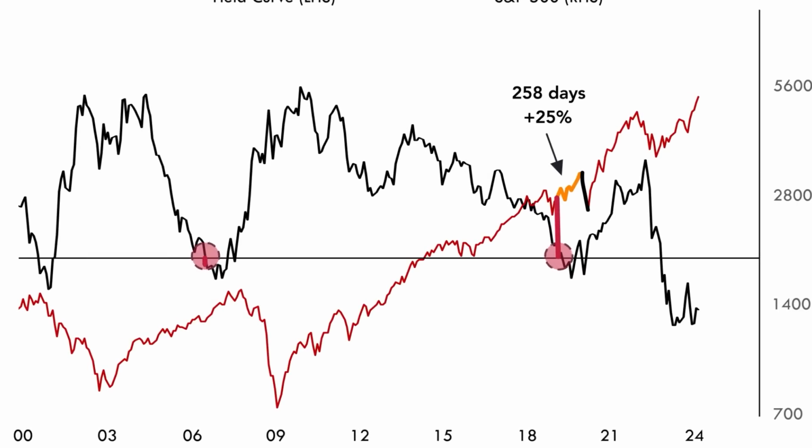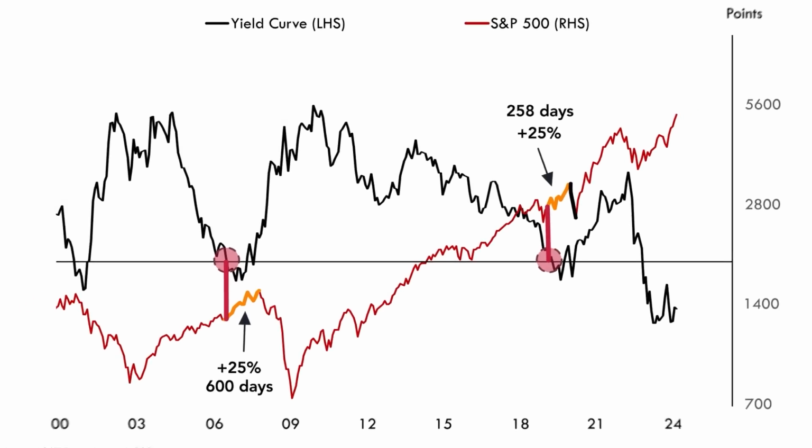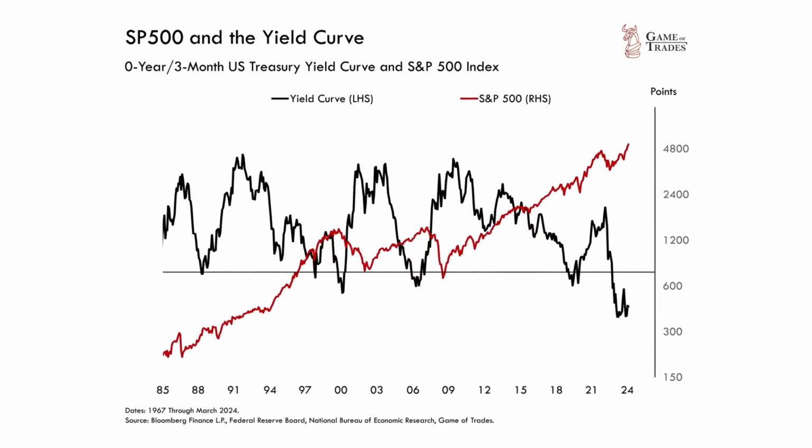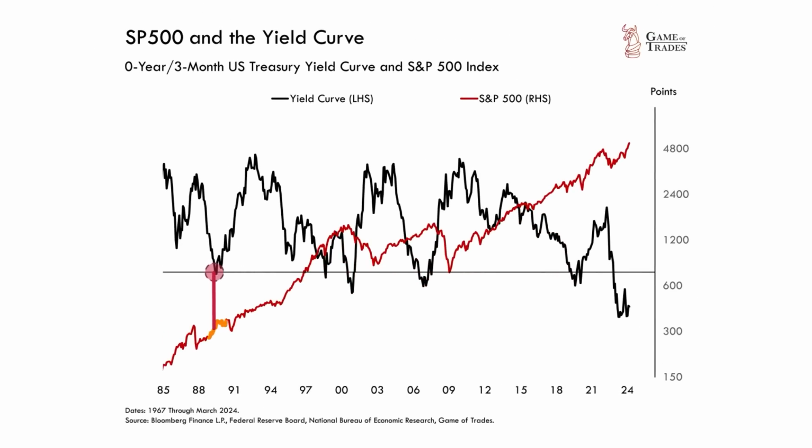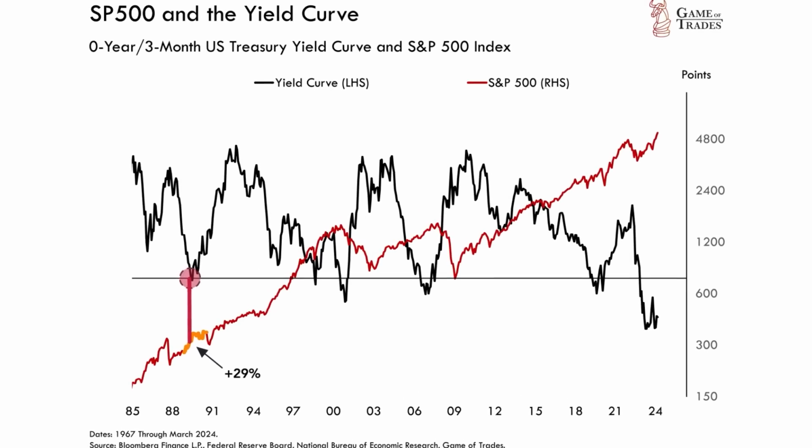In July of 2006, the yield curve inverted, and the stock market also rose another 25%, this time for over 600 days before the stock market peaked in October of 2007. Rewind to 1989 and the stock market rose 29% following the yield curve inversion for 500 days.